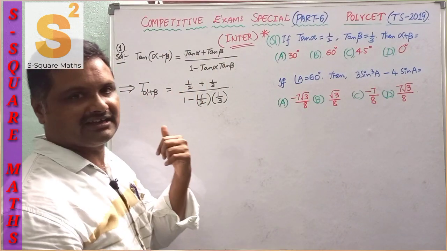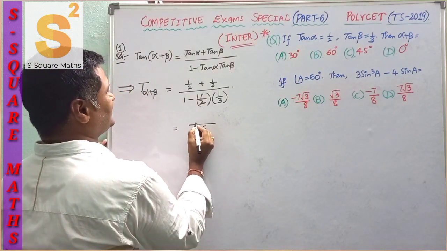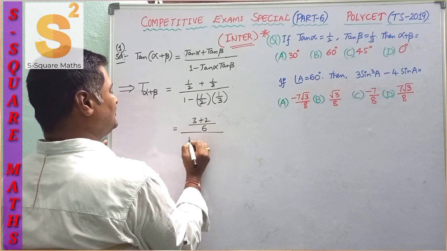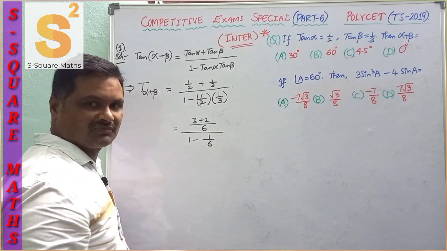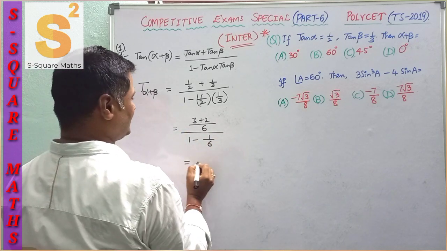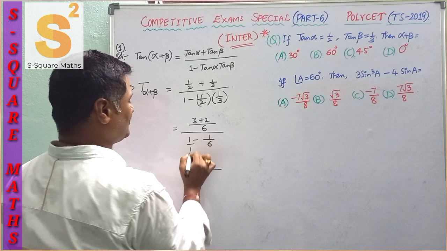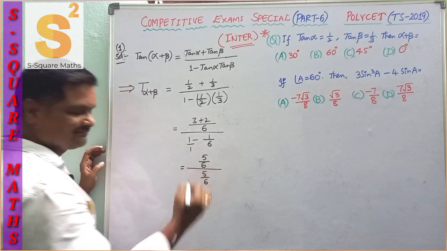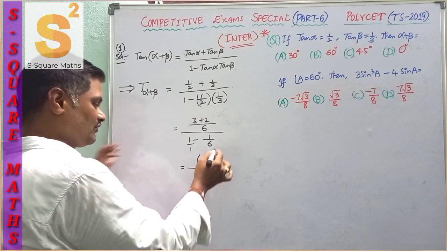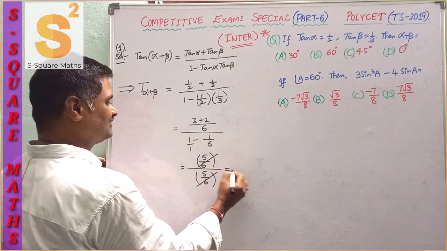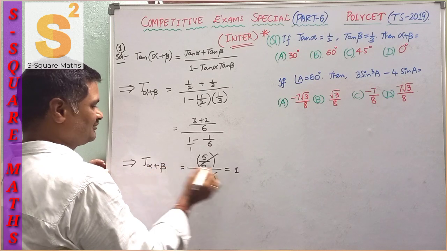Now the numerator: take the LCM. After the LCM we get 3 plus 2 by 6 in the numerator, and 1 minus 1 by 6, since 1 by 2 into 3 is 6. Next step, I can write 5 by 6 by, after the LCM again, 5 by 6. 5 by 6 is a fraction and this is also a fraction, so the same value divided by itself is 1. So I got tan of alpha plus beta is nothing but 1.